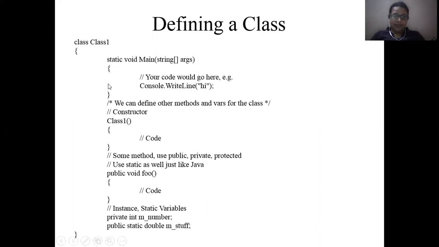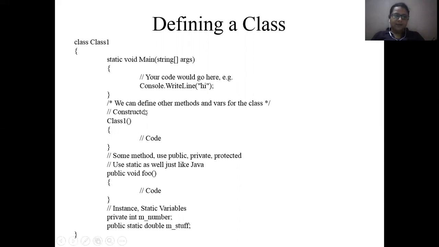Next, here I just want to write a line, hi. I just want to display a message of hi. Then I write Console.WriteLine in brackets, inverted commas, hi. So when the output came, it showed the message of hi.